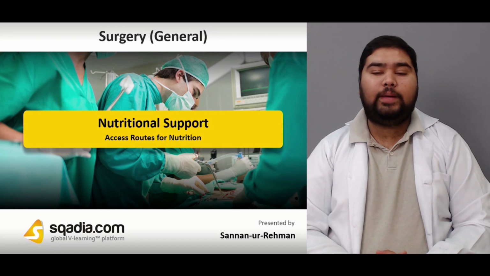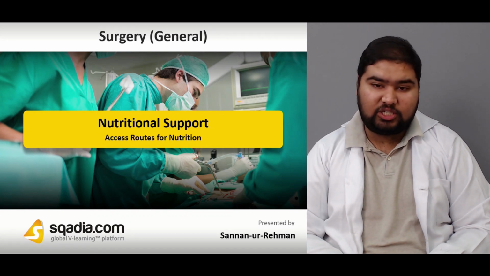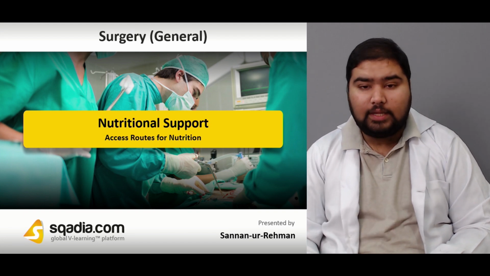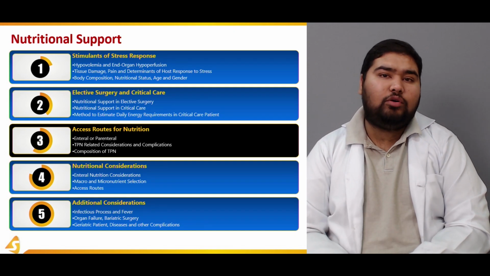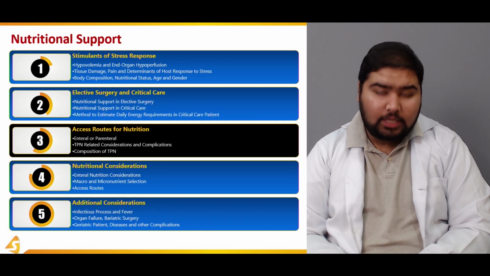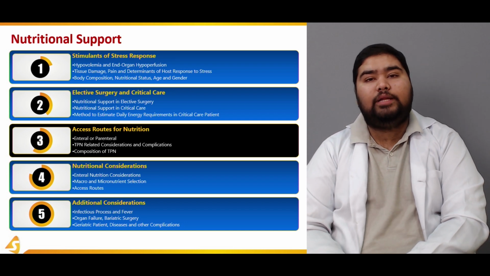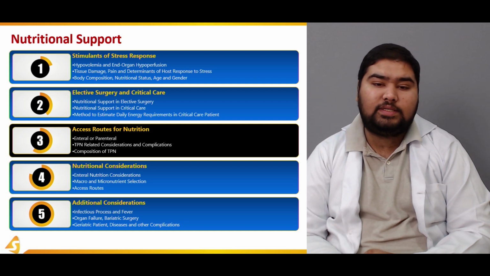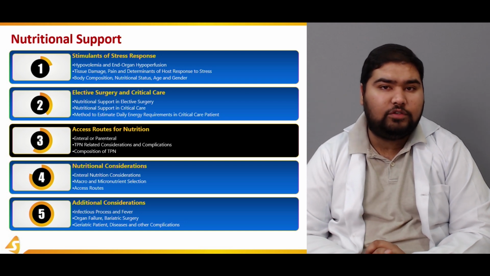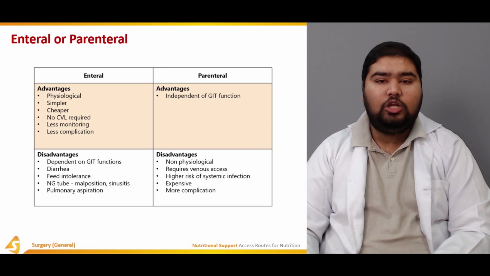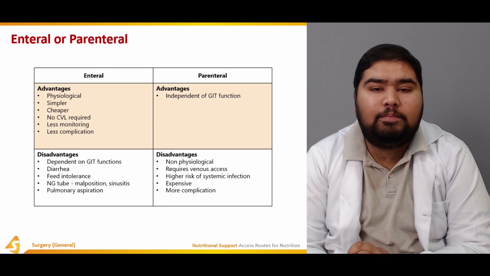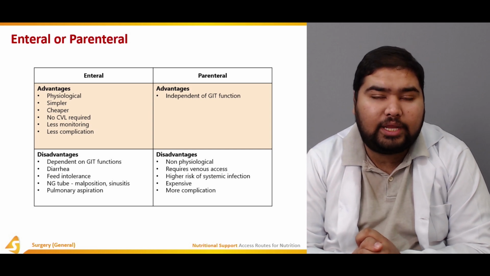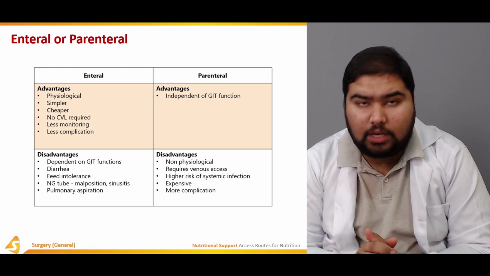So we're still talking about the nutritional support in our patient, and now we'll talk about the access routes for nutrition. These include the enteral or the parenteral route. Then we'll talk about the total parenteral nutrition, the related concentrations and complications, and finally the composition of total parenteral nutrition. So, this table compares the advantages and disadvantages of enteral and the parenteral nutritional routes.